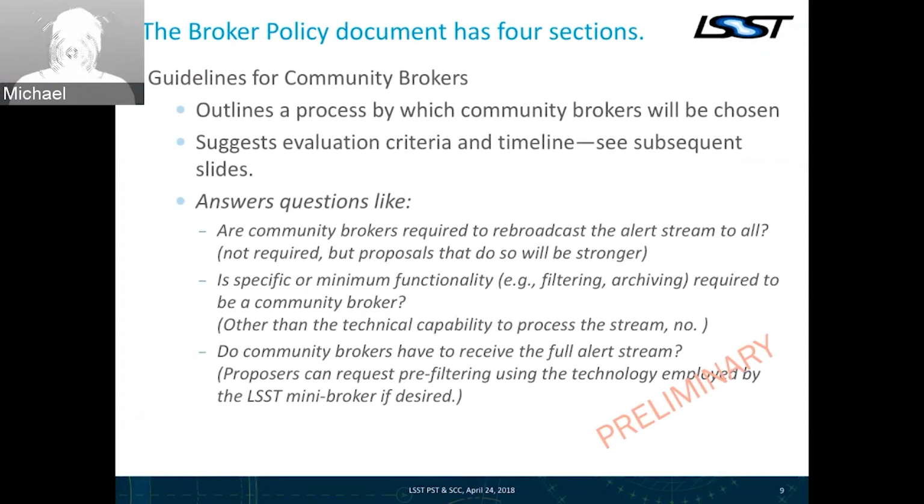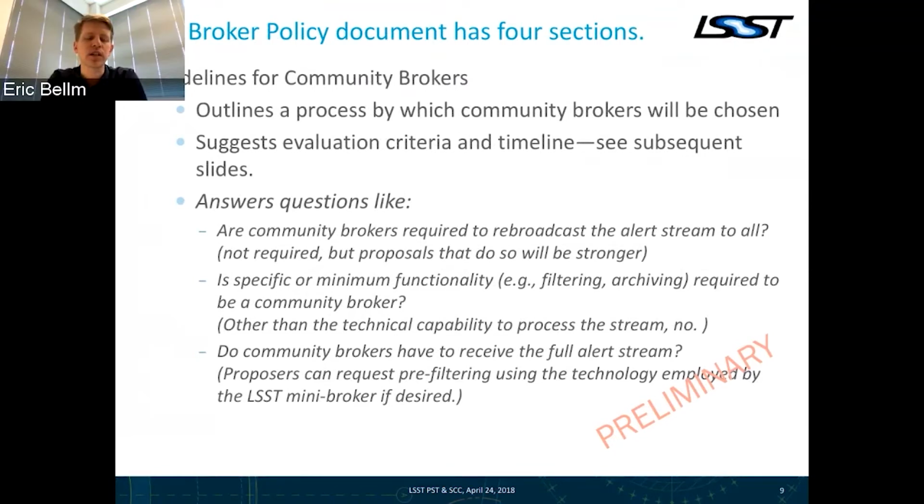So accordingly, that suggests or implies a means of selecting who can get a full stream, and that's the process which I'm outlining here. I should emphasize that there is an expectation that there will be some degree of support needed for community brokers from the project, and that also weighs into having a selection process just to keep that problem sort of bounded. I will deal with these italicized questions in more detail in the next slides.